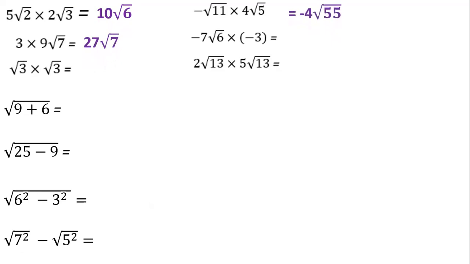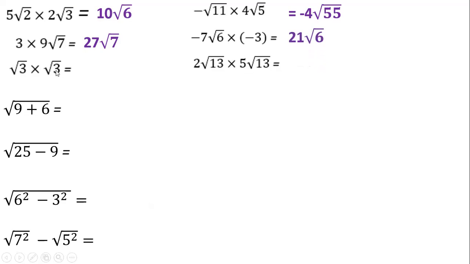Now we have minus radical 11 times 4 radical 5. Also, 2 different radicals, we multiply the coefficients. Negative 1 times 4 is negative 4 radical 55. Negative 7 radical 6 times negative 3, we multiply a radical by a number. Negative times negative is positive. 7 times 3 is 21, and we keep radical 6 as it is.